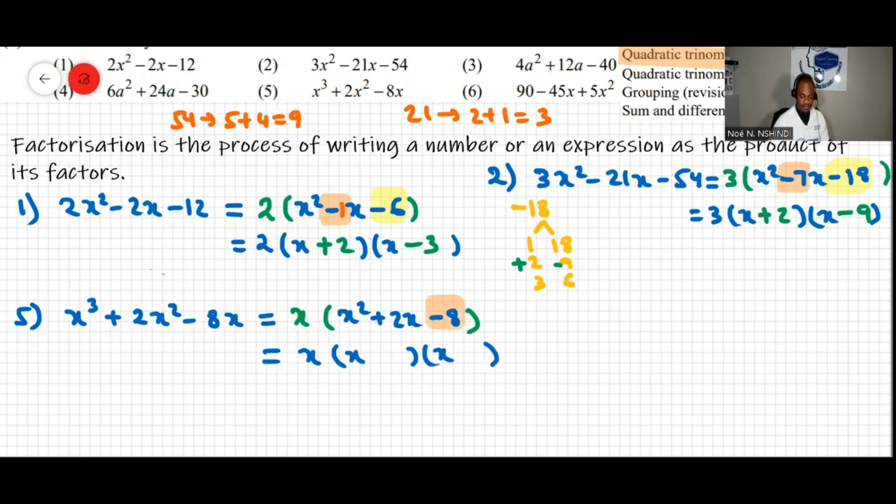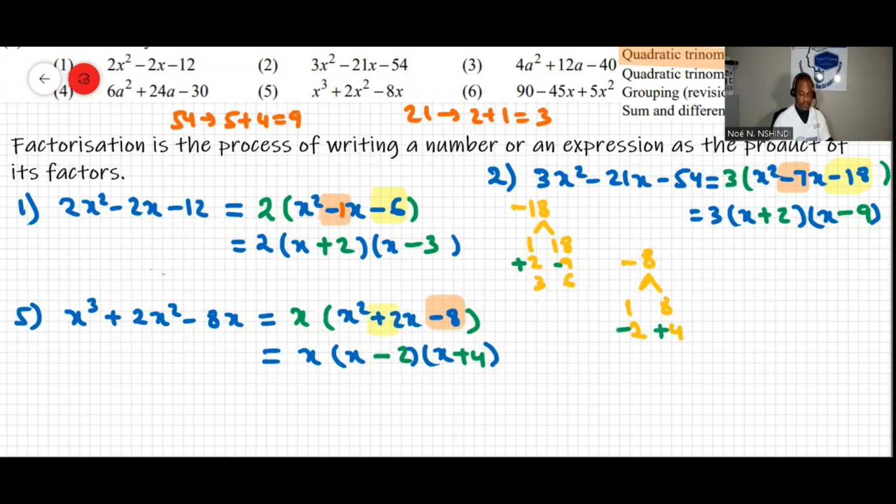I'll write -8 here. The factors of 8 are 1 and 8, and 2 and 4. Now, how can I get a sum equal to +2? It can be +2 only if it's 4 minus 2, right? So it's -2 here and then +4 there. I can start by putting +4 and then -2. It doesn't matter, it's still correct.